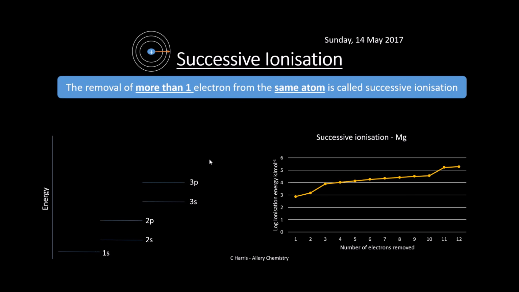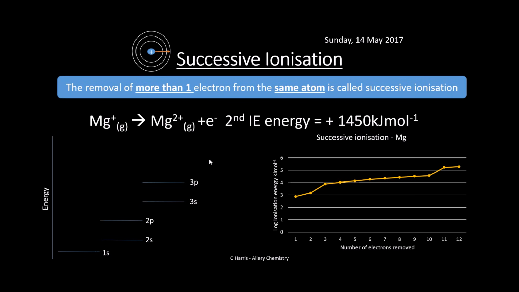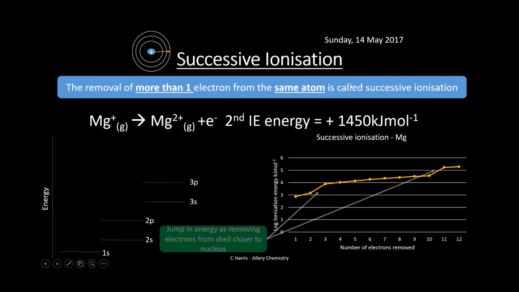Now I'm going to use the energy level diagram you can see on the left there to try and explain it. So here's the ionization. This is the second ionization energy for magnesium. So we've got Mg plus forming Mg2 plus and an electron. This is the ionization value of it. It's endothermic, so it's positive. Notice these jumps. We've got a jump in energy as we're removing electrons from a shell much closer to the nucleus, and you're going to see how this forms here.